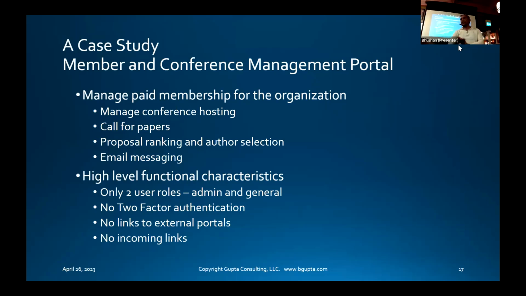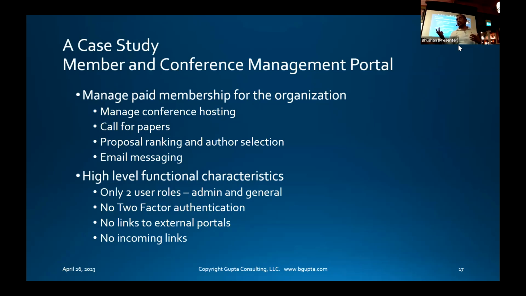So what this system does is managing membership. They are paid members. I don't think we have any free members, but they may be paid members. It manages those members. It sets up a call for papers and manages those. And it also provides a way to rank your proposals and select the top ones you want to include in the conference. And it also has an email messaging system.